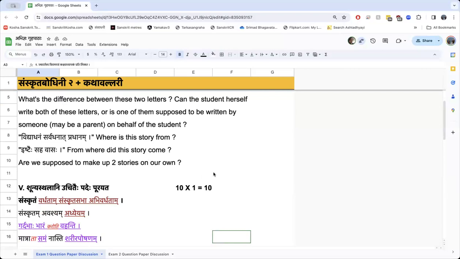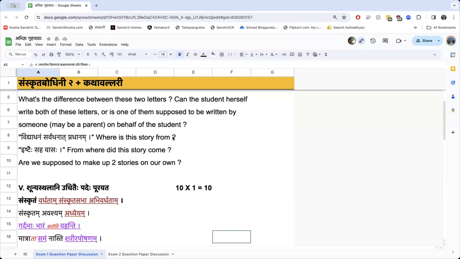Yes, that's her question, right? Her question is: is it the parent who's writing? Is it supposed to be written by the parent or on behalf of the parent? Okay, no. It's always only the student. Please think that you are the one who is writing. That's it.